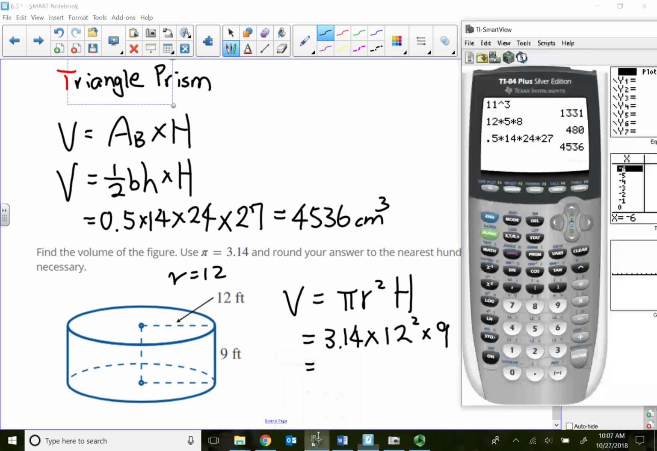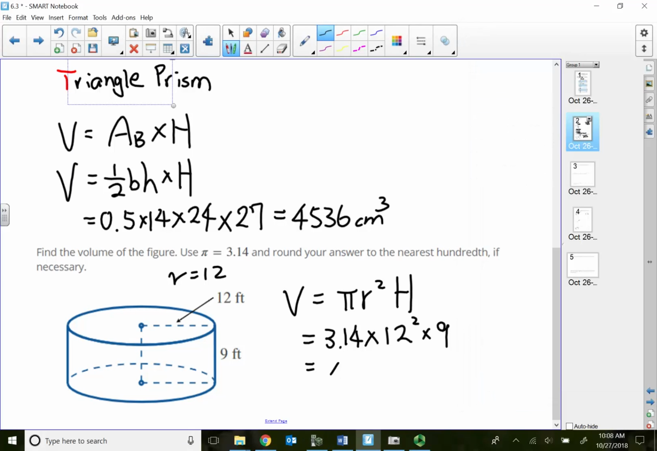Round to the nearest hundredth. So let's see, 3.14 times 12 raised to the second power times 9. That'll be 4069.44 cubic feet. All right, that's all it is.